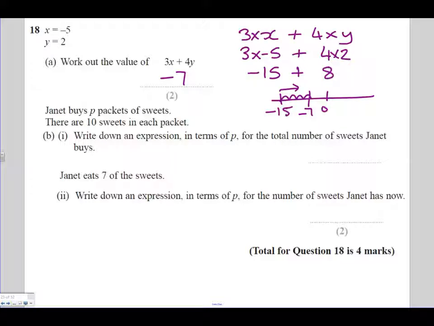Janet buys P packets of sweets. There are 10 sweets in each packet. Write an expression in terms of P for the total number of sweets Janet buys. So an expression is a term or terms connected with a plus or a minus. And the giveaway for an expression is that there's no equal signs. So 10 sweets in each packet, but we don't know how many packets. So that would be 10 times P, or 10P for our expression.